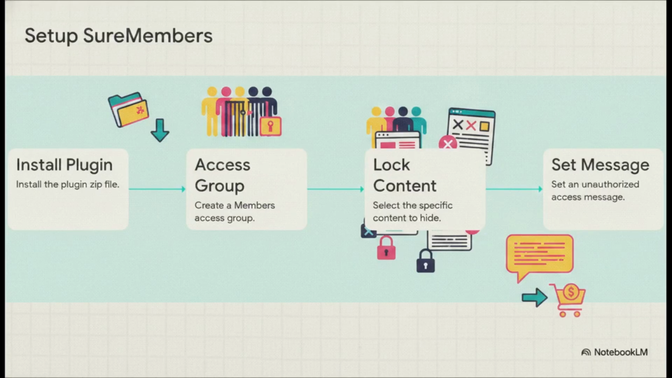And the setup is just highly logical. You simply install the plugin as a zip file, and then you create an access group for your members. From there, you just select the specific media or pages you want to hide, assign them to that group, and finally, set a custom message. So if someone without access tries to click the link, they get a little message saying something like, "Hey, please purchase our membership," and it automatically redirects them right to your sales page.